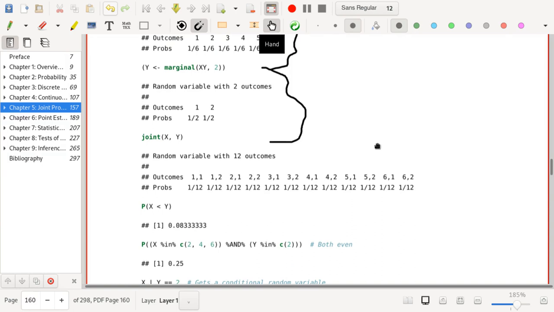And then we can look at the joint distribution, the joint probability mass function, and it will say, okay, we've got a random variable with 12 outcomes. And by the way, for what it's worth, when we create a random variable via marginal this way, the function does remember that the two random variables are related to each other. So X and Y are still recognized as being jointly distributed random variables, which is indicated here, where it's actually giving you the probability of each combination of X and Y.